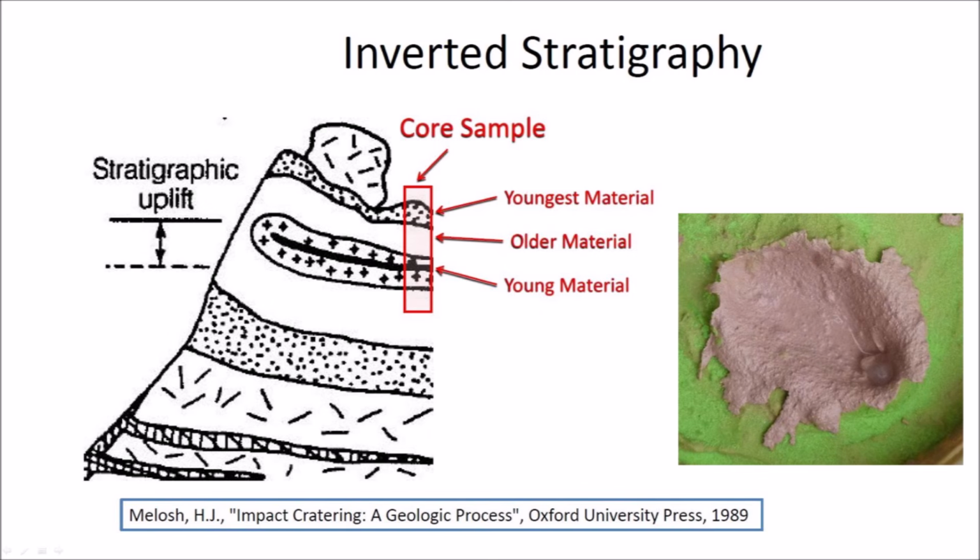The book by Professor J. Meloche, published in 1989, illustrates the inverted stratigraphy of a crater rim. If we obtain a core sample from the rim of an impact crater, we would see the youngest material in the top layer, followed by older material excavated by the projectile from a deeper layer, and going deeper, we would find the young material that was the surface of the terrain at the time of the impact. This is exactly what was described in the 2012 paper by Ted Bunch.